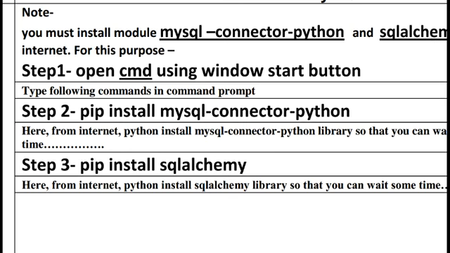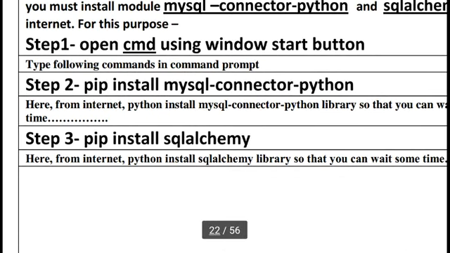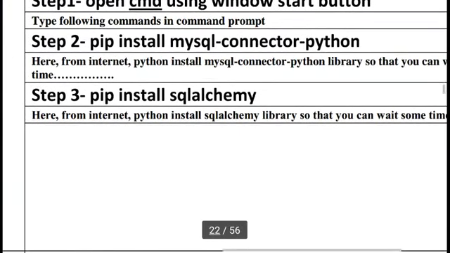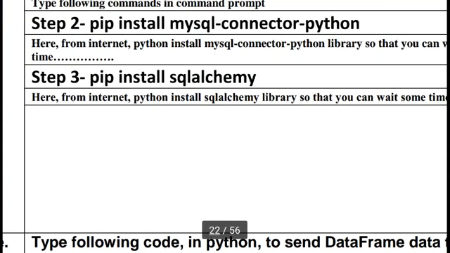So open CMD with the Windows Start button and type the following command: pip install mysql-connector-python and press enter. Here Python will install the MySQL connector Python library from the internet, so you can wait some time. After completing this, we can install another new library from the internet into Python: pip install SQLAlchemy.